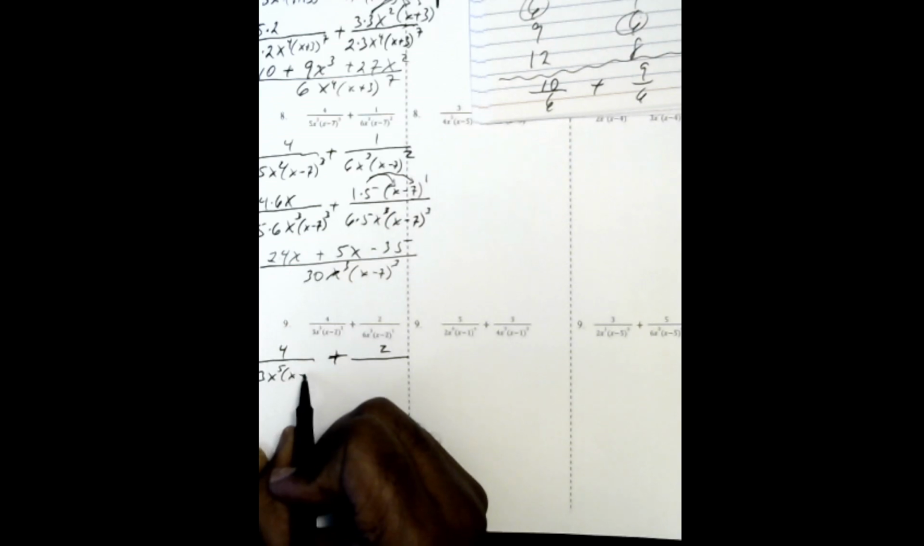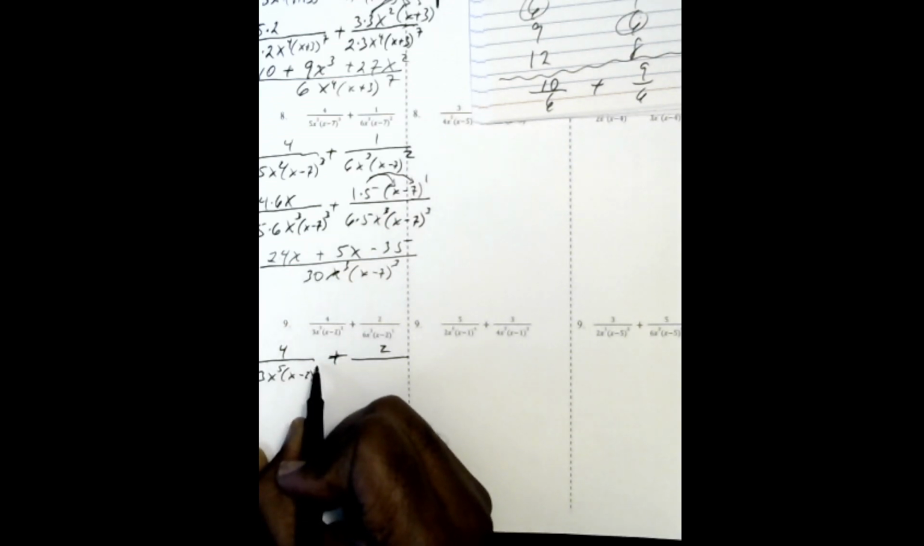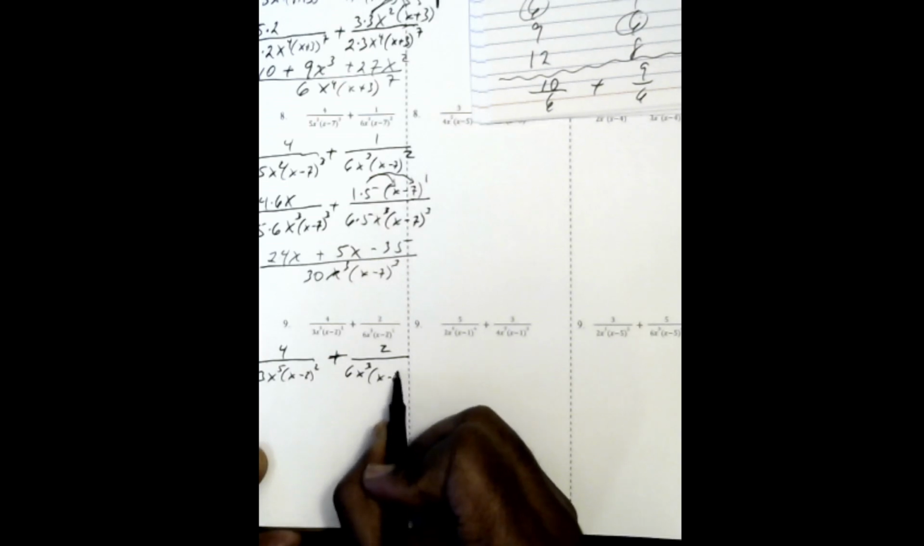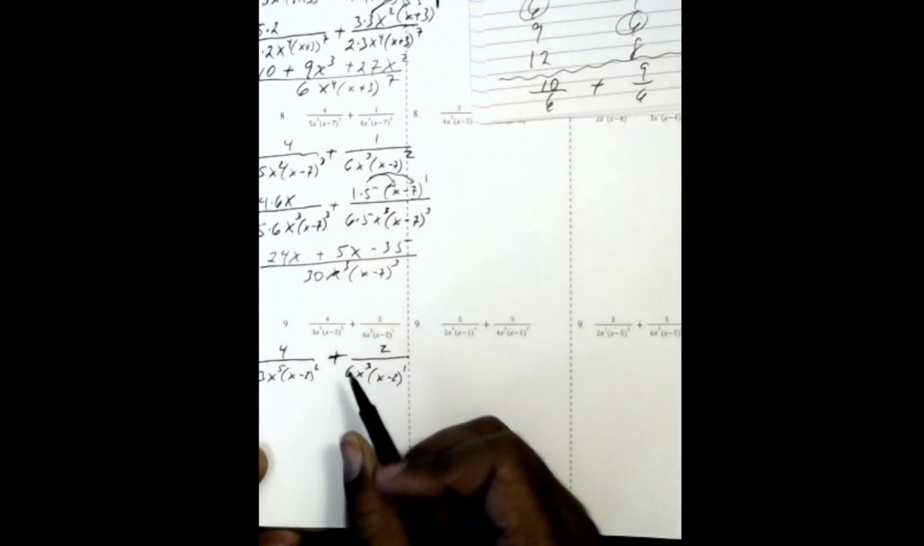We'll have 4 here and a 2 there. And we have 3x to the 5th power, (x minus 2) to the second power. And we have 6x to the third power and an (x minus 2) to the first power. Okay, so let's work on getting that common denominator.